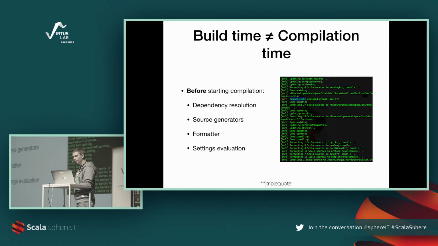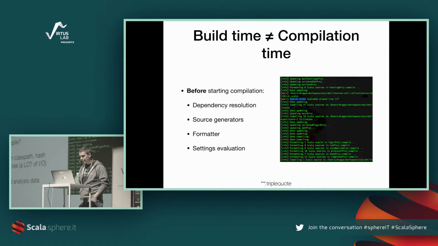So before you even start to compile your project, if you're using SBT, there's a bunch of things that will happen. There's dependency resolution, there is source generation. Some projects actually have a formatter that runs through all of your code and reformats it, and settings evaluation. And even there you see a nice warning which says search state exploded around line 177. It's not immediately clear what file that was, but that probably indicates that formatting was slow around that line, or that's certainly not a good thing if it's a warning.